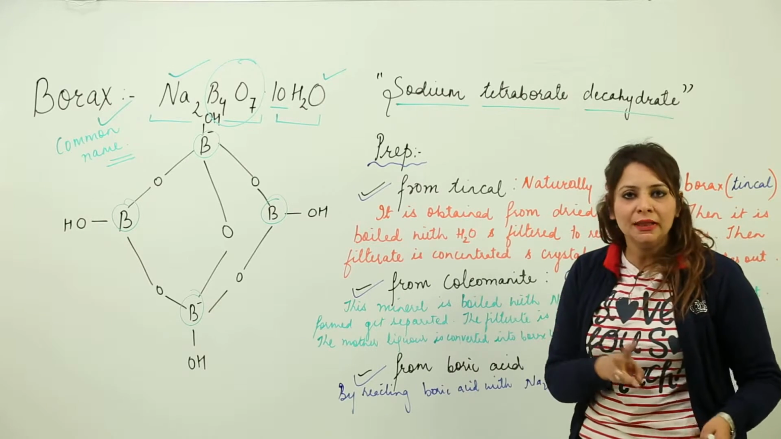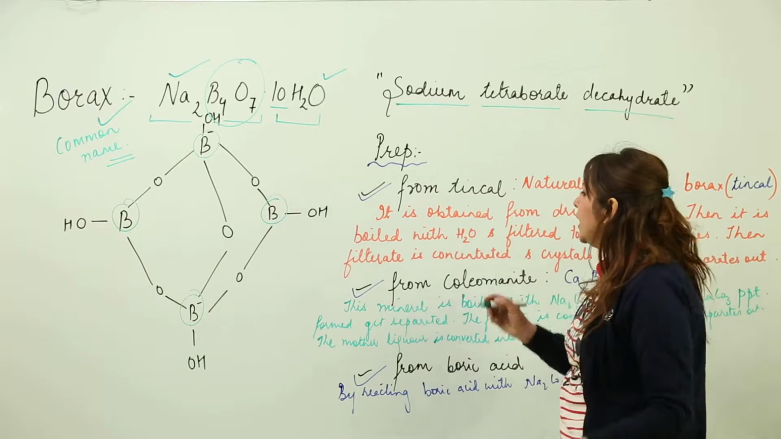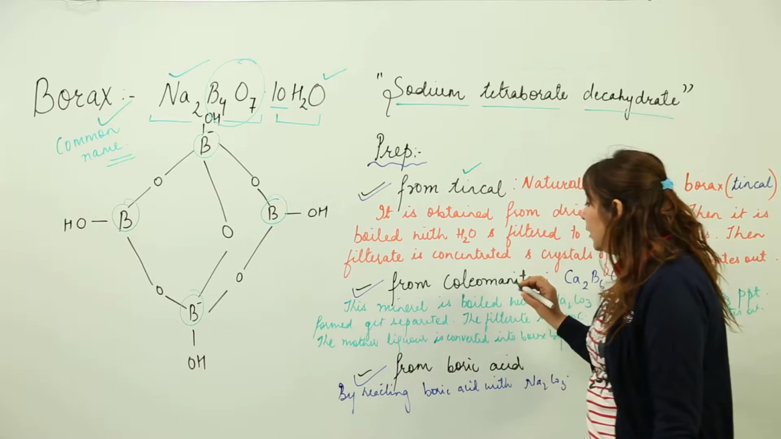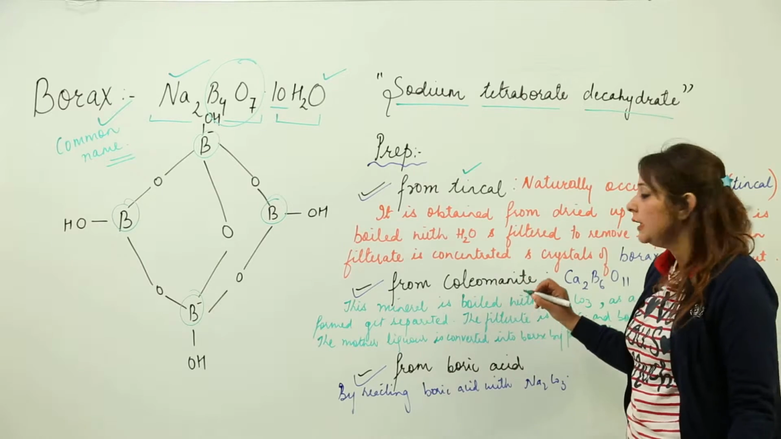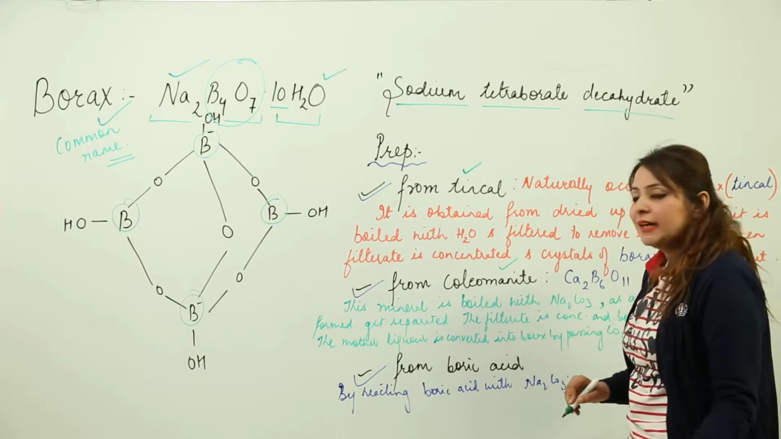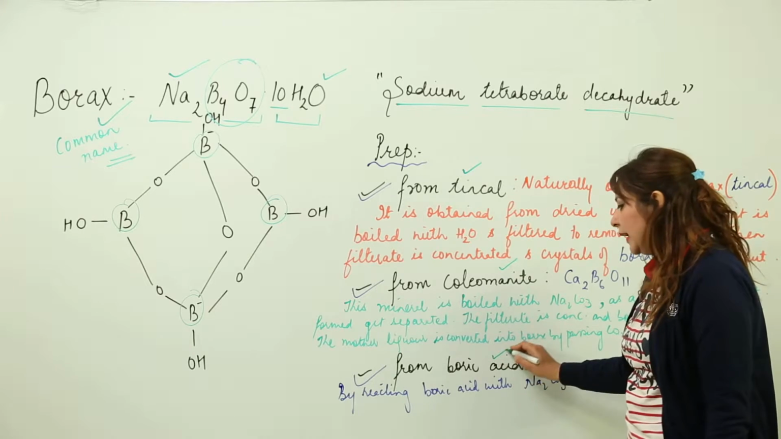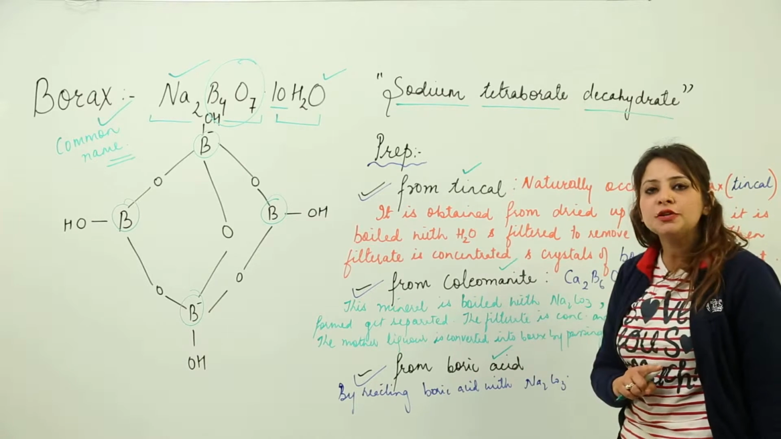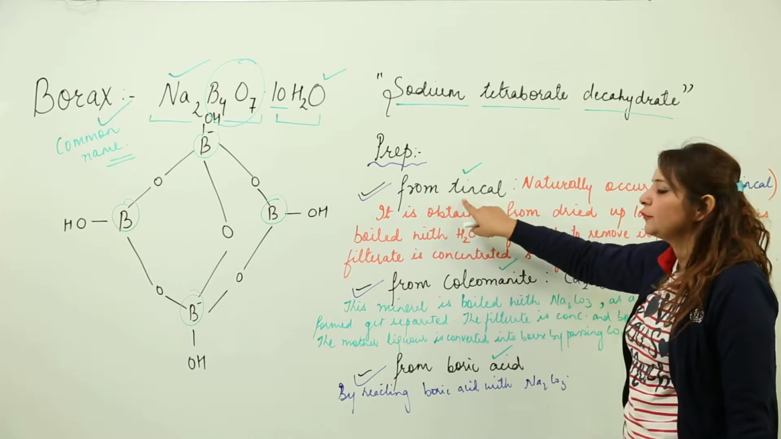We have 3 methods for preparing borax. One, it is obtained from tincal. Second, it is obtained from an ore or mineral, that is colemanite. And third, it can be obtained from boric acid, that means a boron compound only. The first preparation we will start with is from tincal.